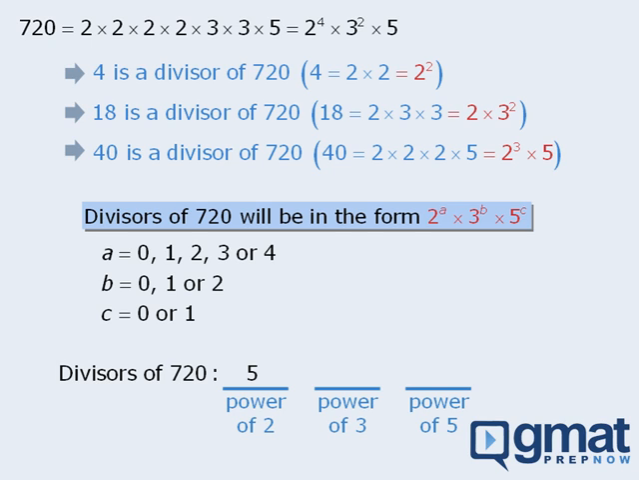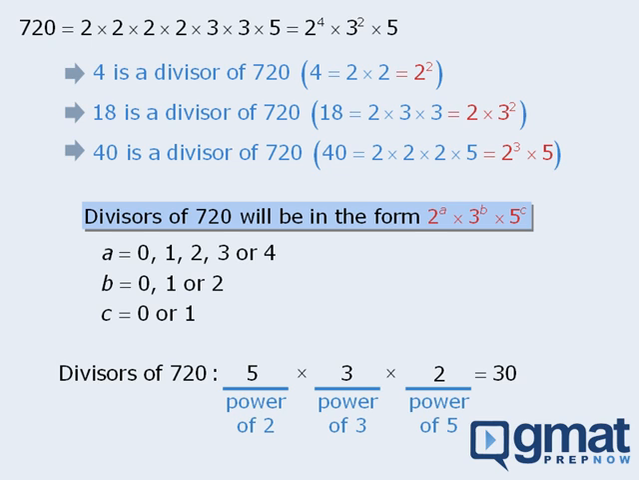Beginning with the first stage, the power of 2 can be 0, 1, 2, 3, or 4, so there are 5 ways to accomplish this stage. On to the next stage. The power of 3 can be 0, 1, or 2, so there are 3 ways to accomplish this stage. And finally, the power of 5 can be either 0 or 1, so there are 2 ways to accomplish this stage. Applying the fundamental counting principle, we multiply the number of ways to accomplish each stage to see that there are 30 ways to accomplish all 3 stages. So, 720 has 30 positive divisors.